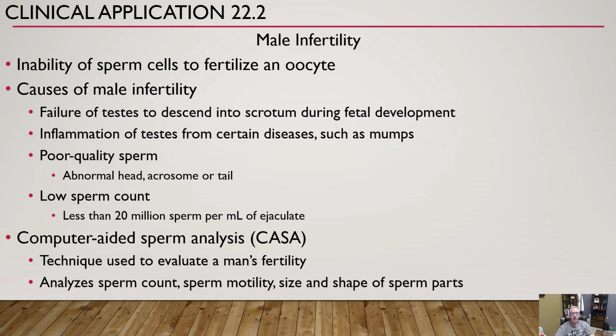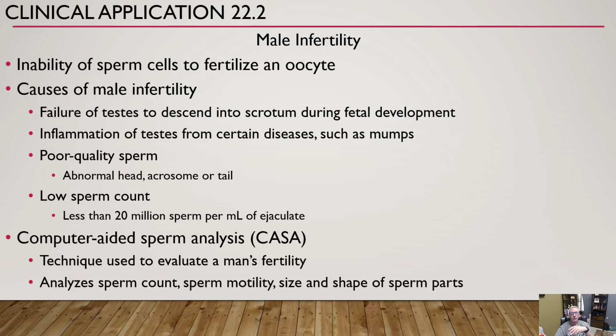You could have poor flagella on the tail of the sperm. You could have a low sperm count. Remember I said 120 million sperm per ejaculate. Here it says a low sperm count is 20 million sperm per milliliter of ejaculate. And it says per milliliter of ejaculate.